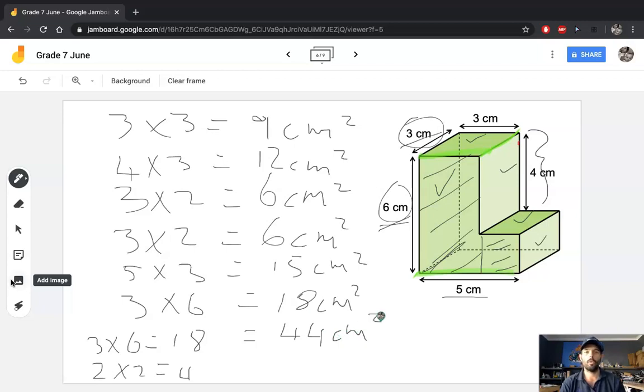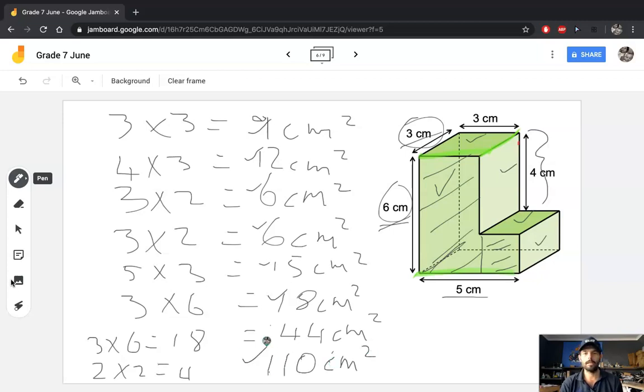Right, now I need to add it all up to see if I've left anything out. So remember, we need to add up to 110. So let's check if I've done it correctly. 9 plus 12 is 21. Plus 6 is 27. Plus another 6 is 33. Plus 15 is 48. 48, I add 18. That gives me 66. And then I add the 44 to that, to 66. And that's going to give me 110 centimeters squared.